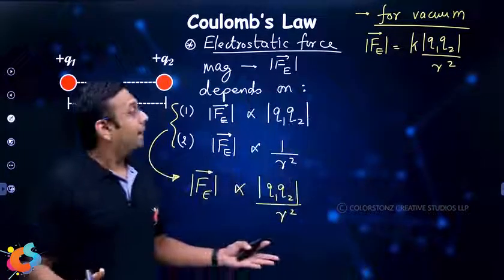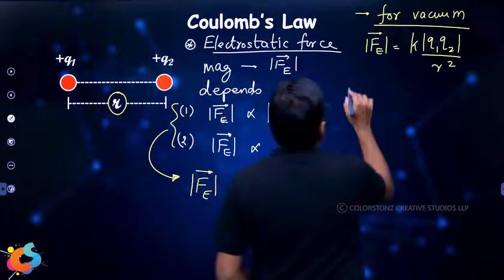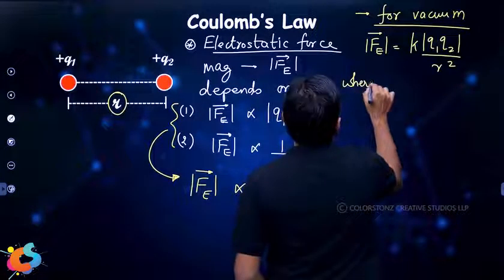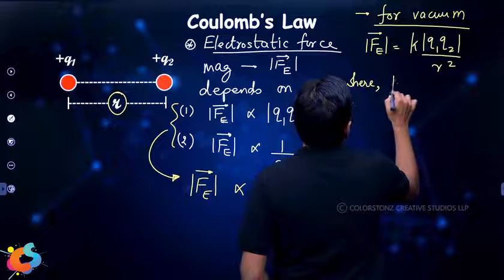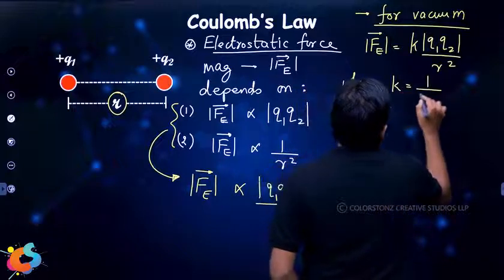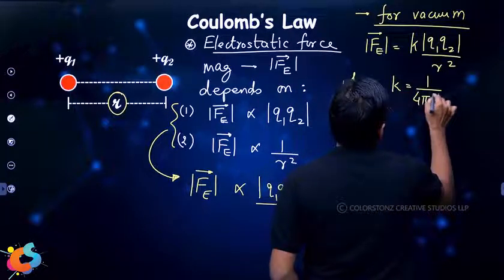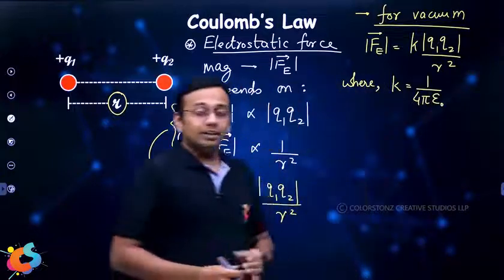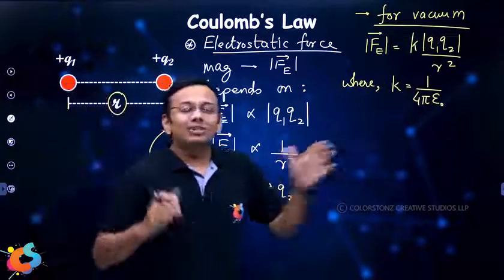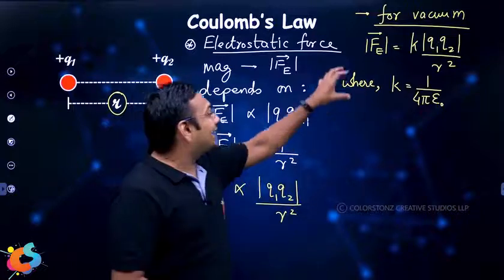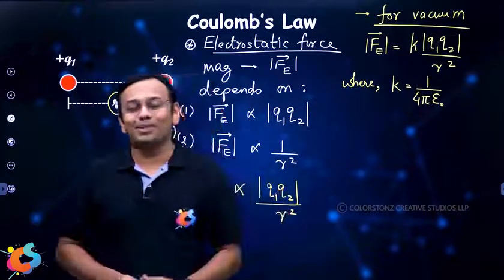All right, where the K value is represented in a special way in this manner. K value is not simply written as K, rather it is written as 1 upon 4 pi epsilon naught.